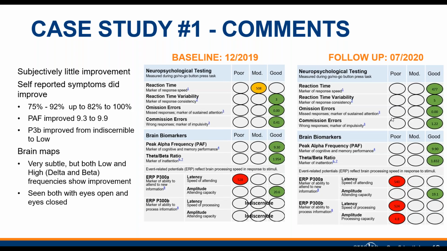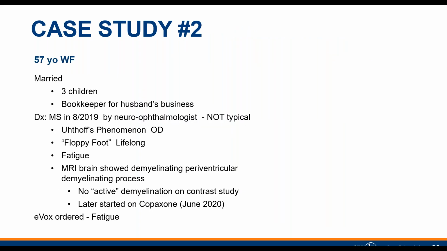We'll go on to case number 2. This one's a 57-year-old white female. Her story is interesting. She's been diagnosed with multiple sclerosis, based primarily on Uhthoff's phenomenon. I'm a big fan of that just because I personally have the same problem, and it took about 10 years for someone to figure out what was going on.